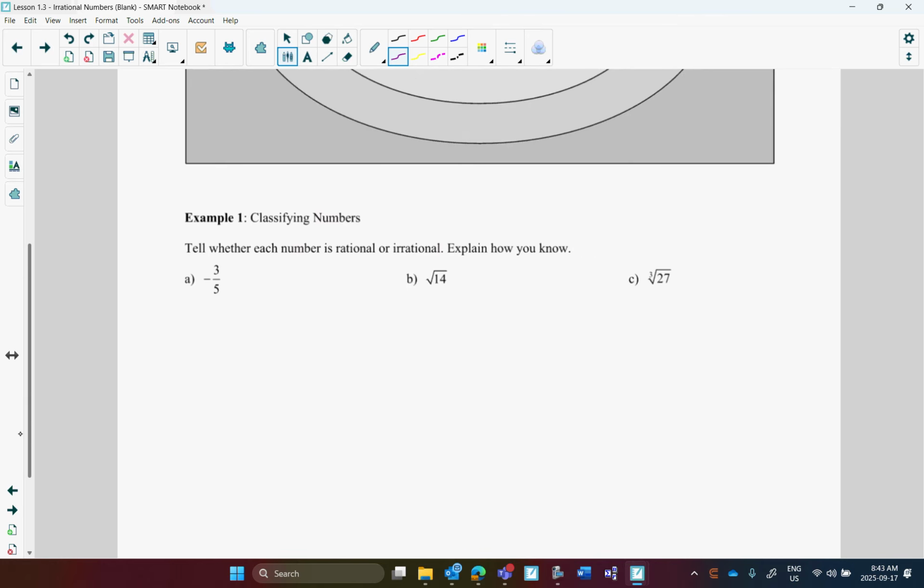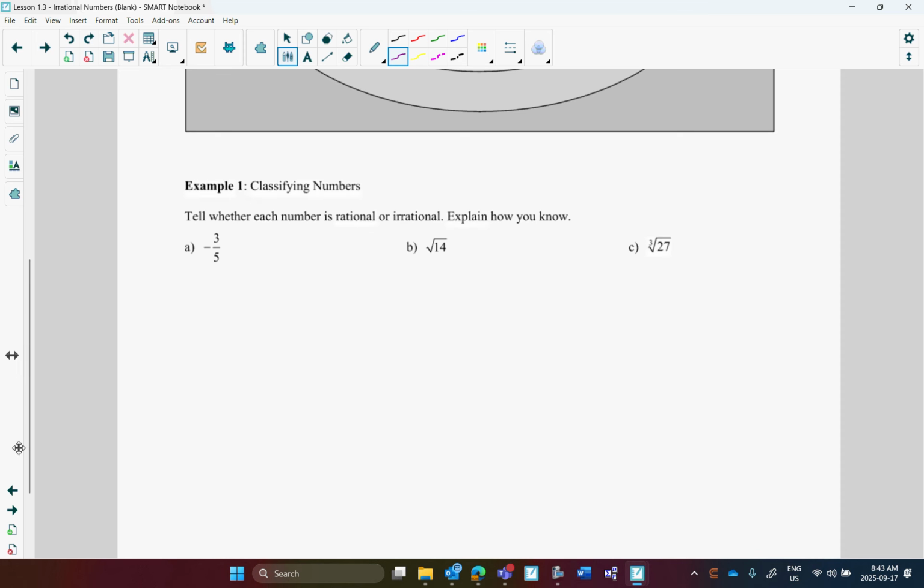Okay, before we go about there, let's actually do this example first. You're given numbers and you're asked if they're rational or irrational. What's A? -3/5. Rational, because it's a fraction. Obviously, a fraction can be written as a fraction. So that's easy.